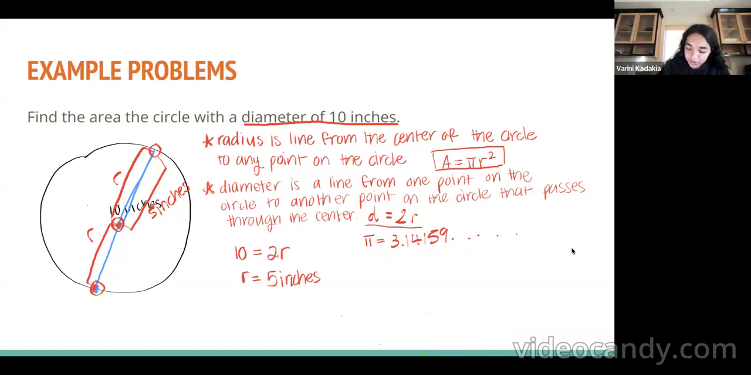So we know that our area equals pi, which is a number we are given, times the radius, which we got as 5, squared. This gives us 25 pi as our answer. And if you were to put this into a calculator, I think you get 78.57 or something like that.